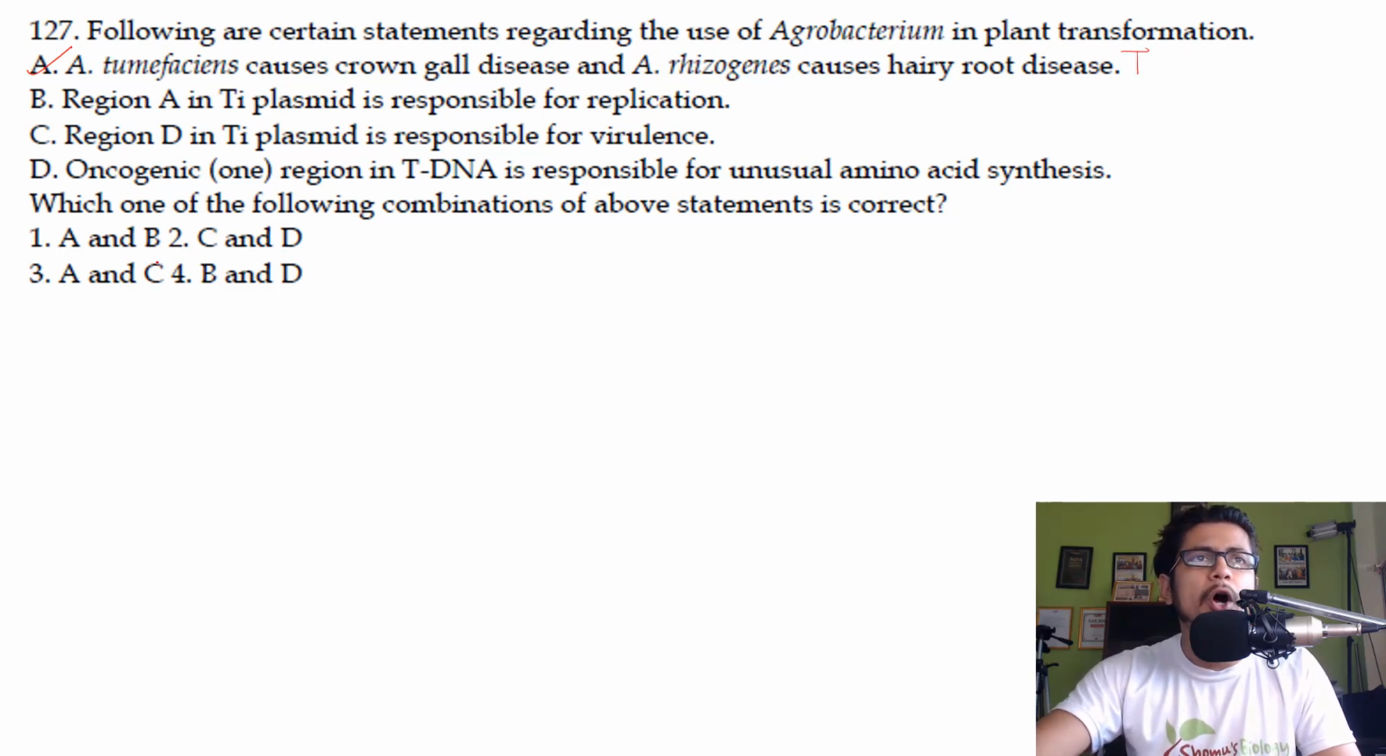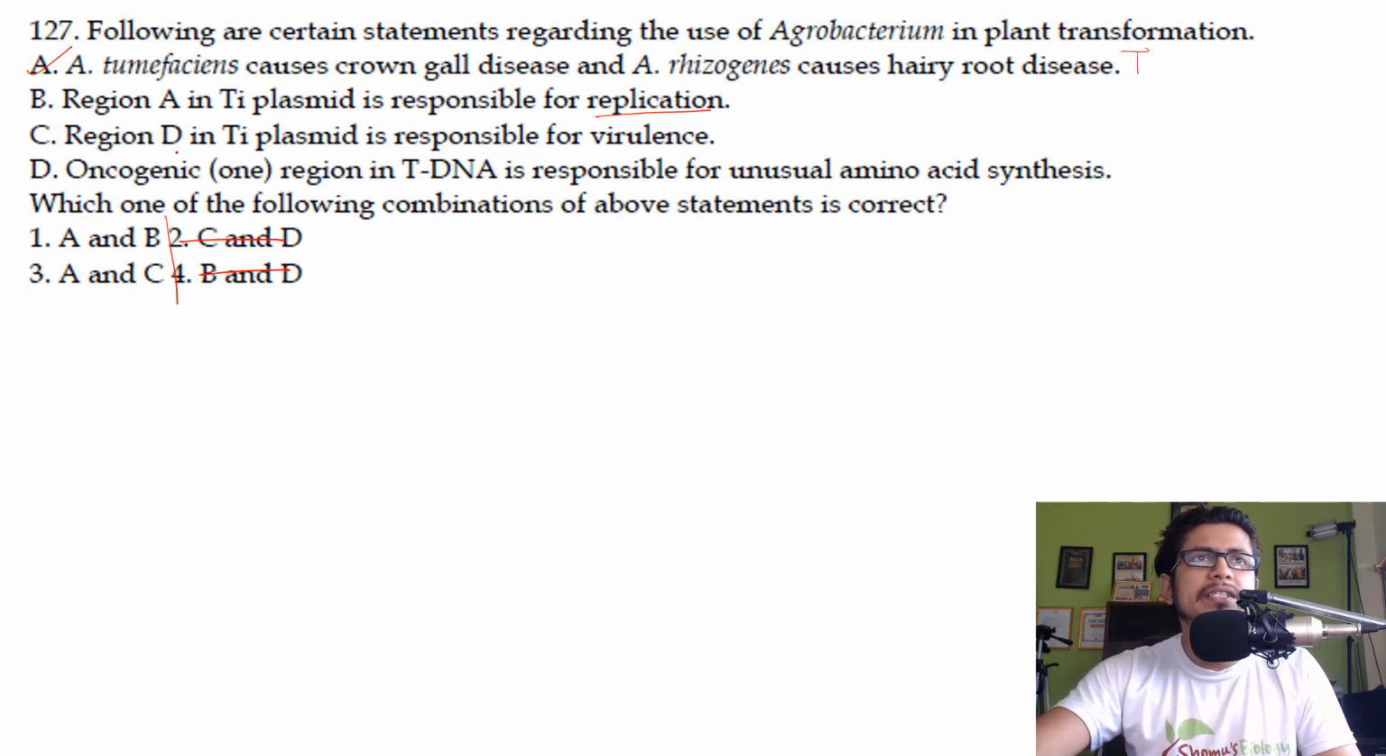Now, if you look at the options, without reading the rest of the statements, that's how you understand the anatomy of a question. If you look at the options, only 2 options are present with statement A. So our answer is somewhere between option 1 or 3. So we can easily eliminate option 2 and 4. 50% chance now. Now statement B, region A in TI plasmid is responsible for replication.